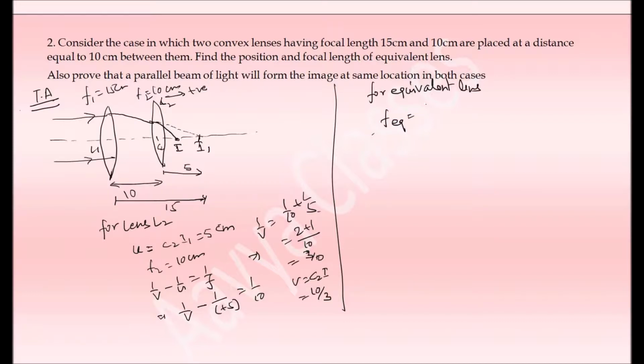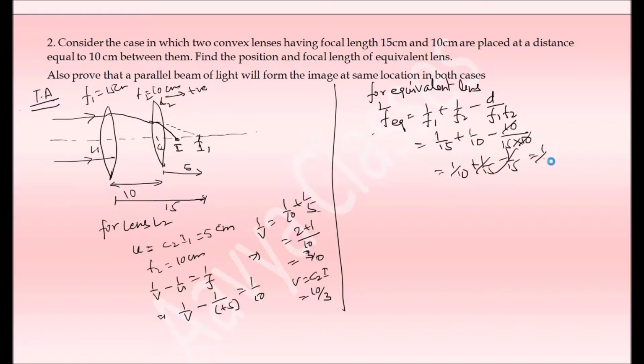So 1 by F equivalent is equal to 1 by F1 plus 1 by F2 minus D divided by F1 F2. Both F1 and F2 come with a positive sign. So 1 by plus 15 plus 1 by plus 10 minus D, which is 10, divided by F1 F2, which is 15 into 10. From there we get 1 by 10 plus 1 by 15 minus 1 by 15. So we get 1 by 10, and F equivalent is equal to 10 centimeter.